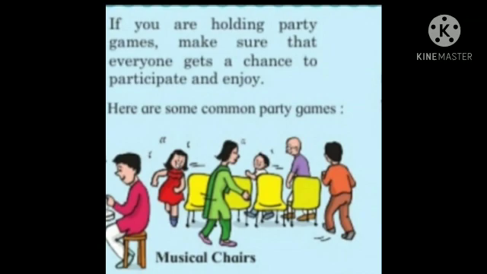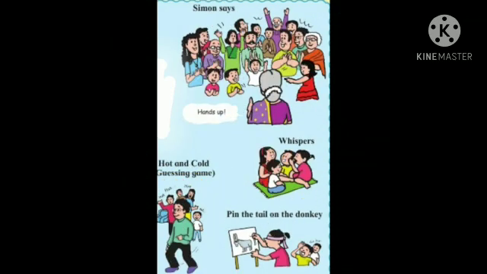For example, musical chairs. In musical chairs, the music is played, and in the middle the chairs are kept, and the people walk around them and play the game. In this game, the people enjoy the music and play the game also. Here are a few games as you can see on the screen. Simon says, where you should raise your hand and answer the questions. Hot and cold, a guessing game. This is also a type of game. Whispers in somebody's ears. Pin the tail on the donkey.